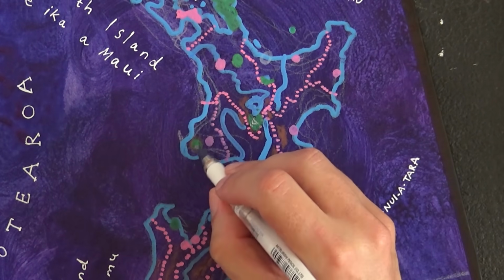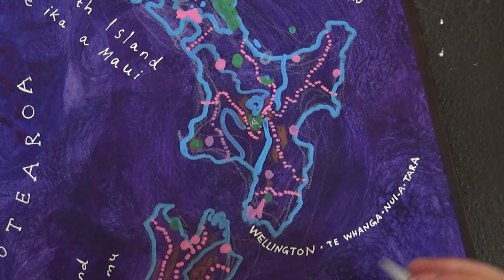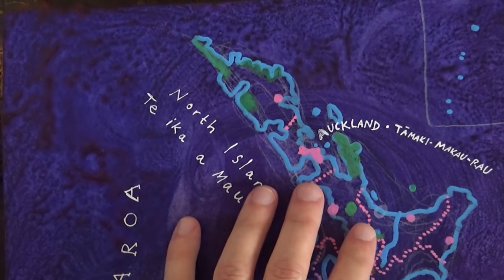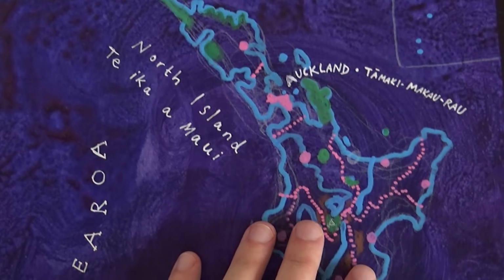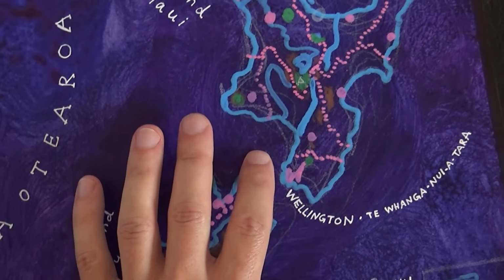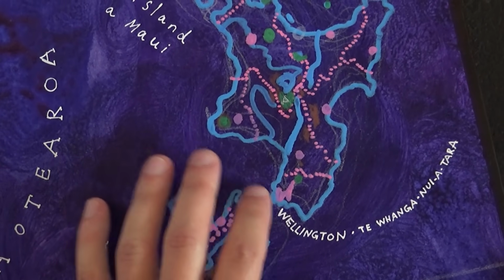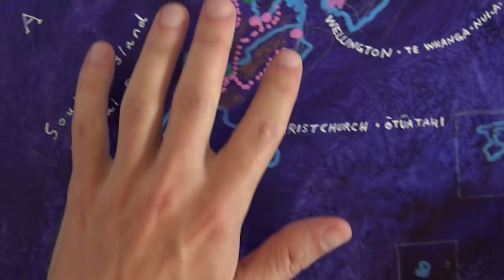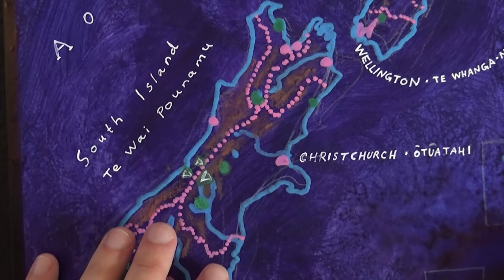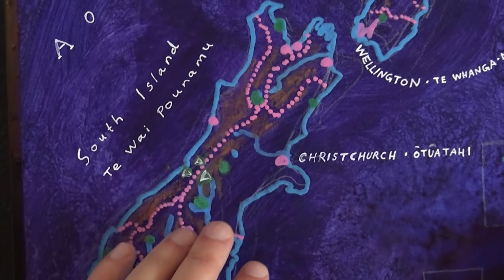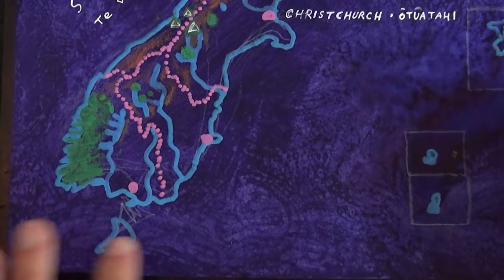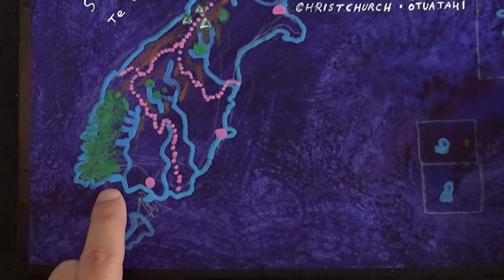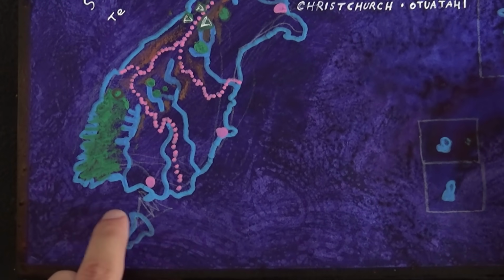Unfortunately, I don't think I need to mark out this one. So, North Island, Te Ika a Maui. And this water between is called the Cook Strait, then the Tasman Sea, Pacific Ocean, South Island, Te Waipounamu, Stewart Island, Rakiura, and the Foveaux Strait between South Island and Stewart Island.